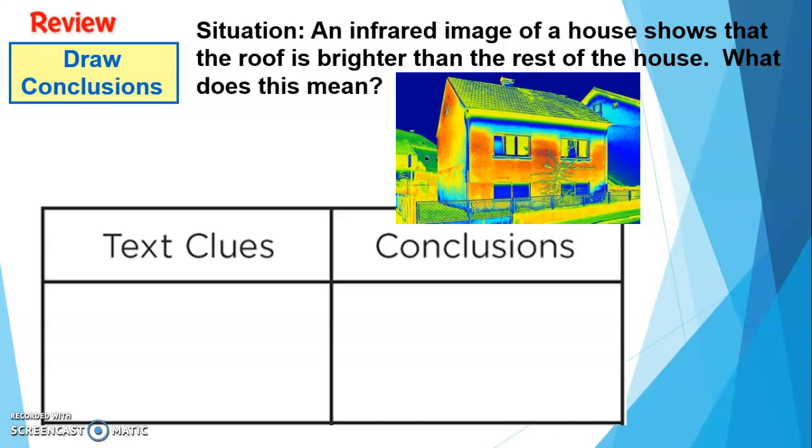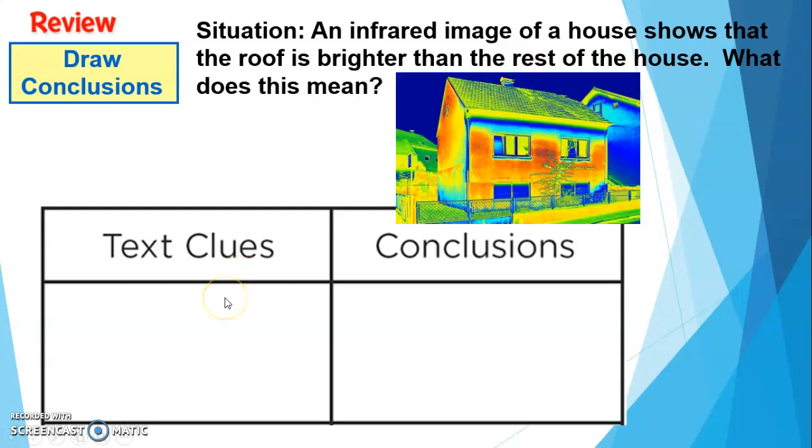Situation. An infrared image of a house shows that the roof is brighter than the rest of the house. What does this mean? Okay, here I didn't find a picture where the roof is brighter than the rest. But in the image you have here in the presentation, we can guess maybe that the sun is on this side. But according to the situation, the roof is brighter than the rest of the house. What does it mean?